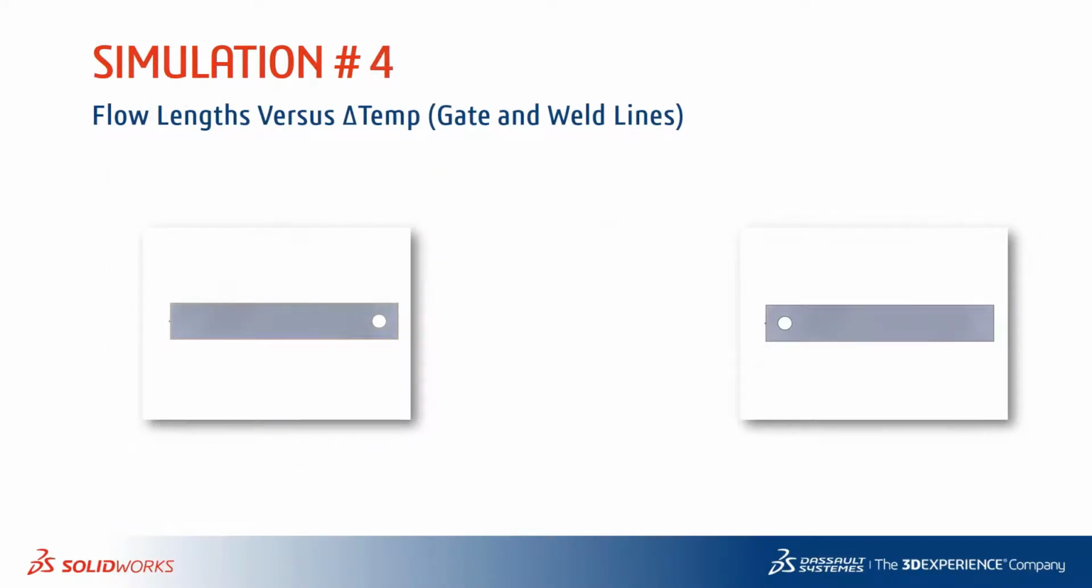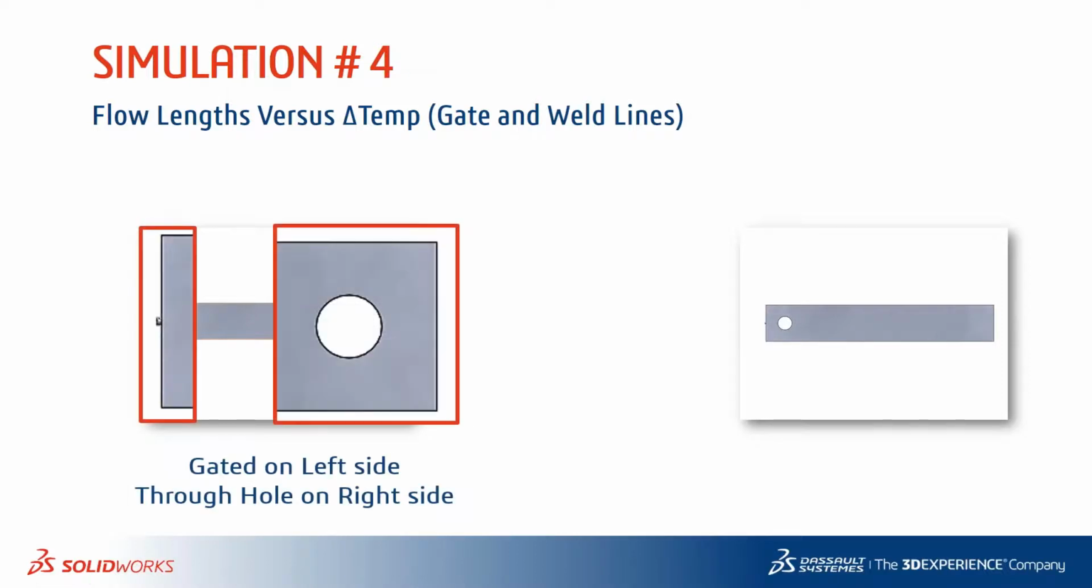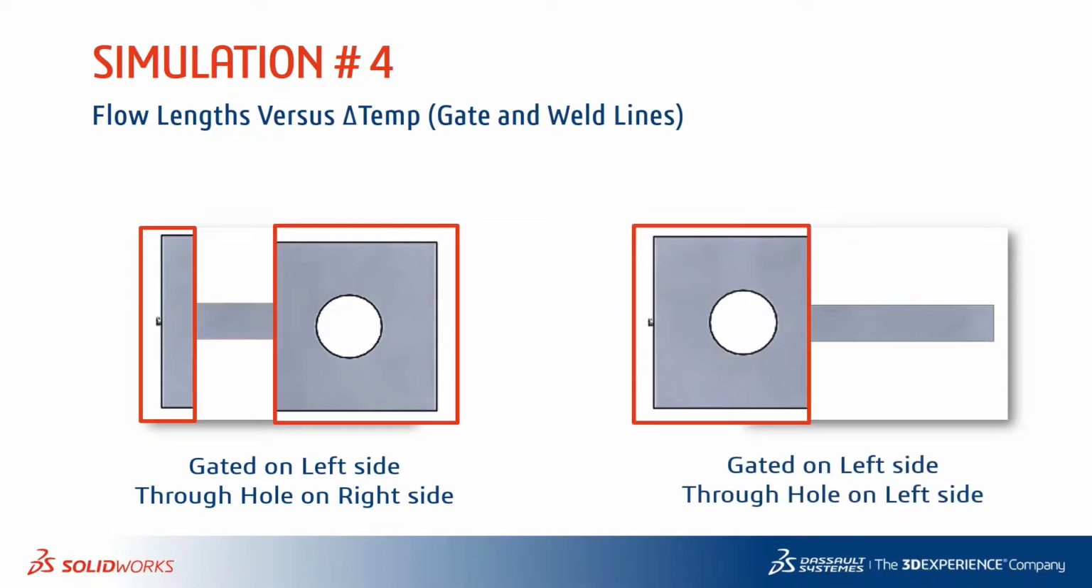The next example is again a simple plate with a hole, and we want to understand the effect of having a through hole closer to the gate versus having it far away from the gate. This picture on the lower left shows it gated on the left side with the through hole on the right side. And the other variation is where both the gate and the through hole are on the left side.